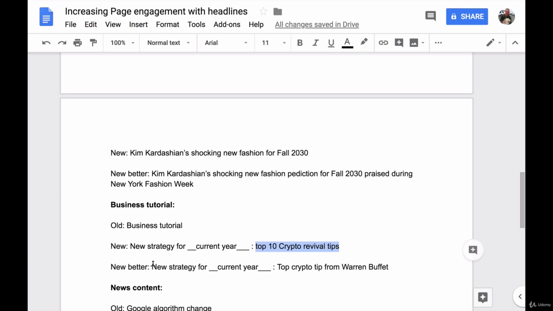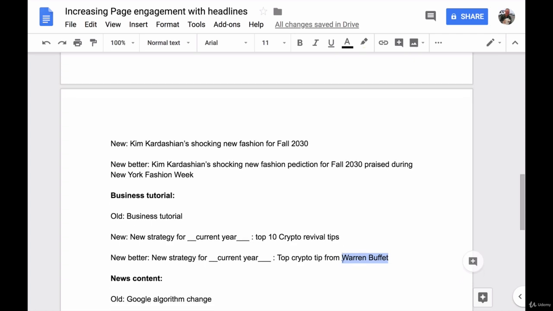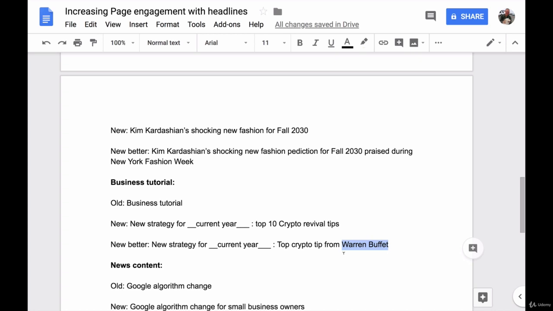And an even better one, new strategy for the current year, top single tip from Warren Buffett. Now, he's a major authority in finance. Actually, he hates crypto, but it's just for us for this example. And actually, because he specifically hates crypto, that can make it more powerful, because people who know that he hates crypto will be like, what? He's got a crypto tip? Must be interesting, must be something special there because he hates it.